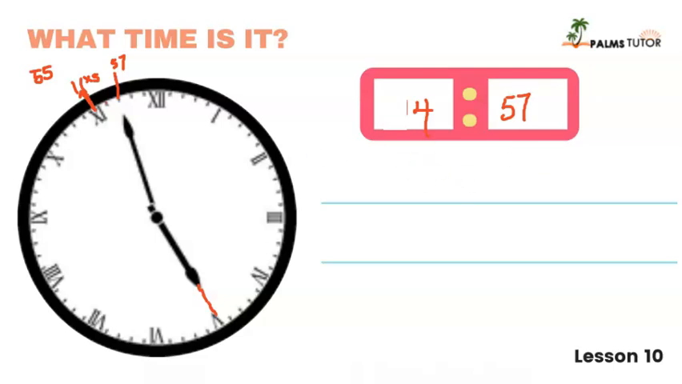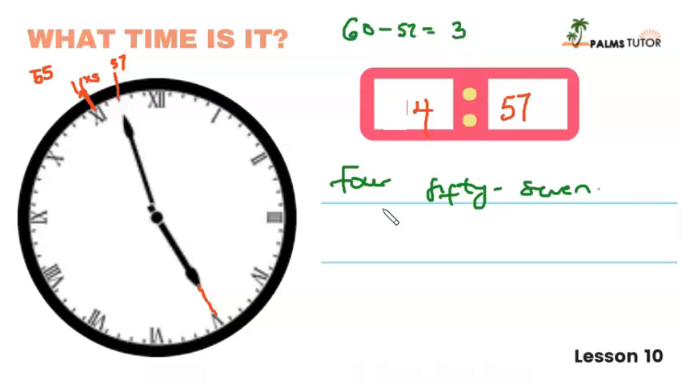How many minutes more? So we can write this out in words and say, oh, this is 4:57. Right? So how many minutes more does it need to get to the next hour, which is 5? That's 60 minus 57. You have 3 minutes more. So you can say 3 minutes to 5. Right? We don't have to write quarter to or anything because 3 minutes to 5 is not quarter.